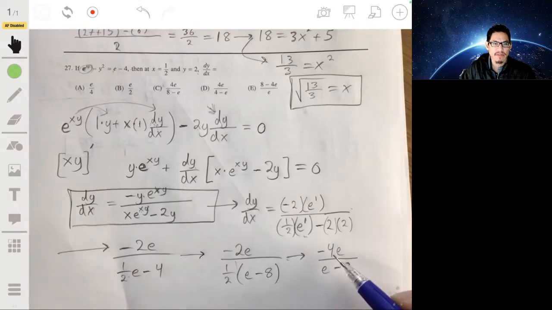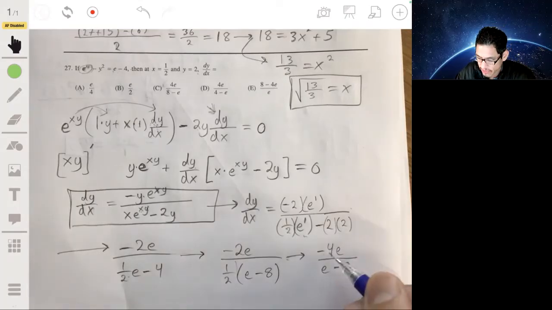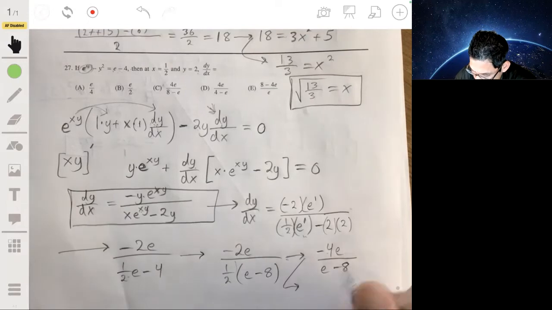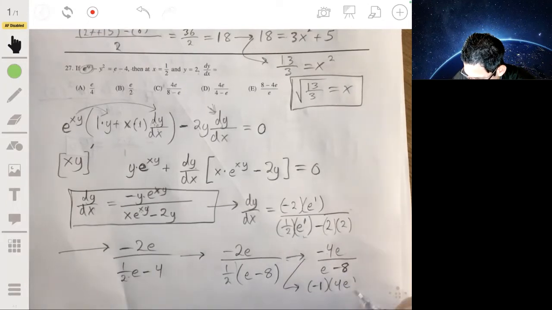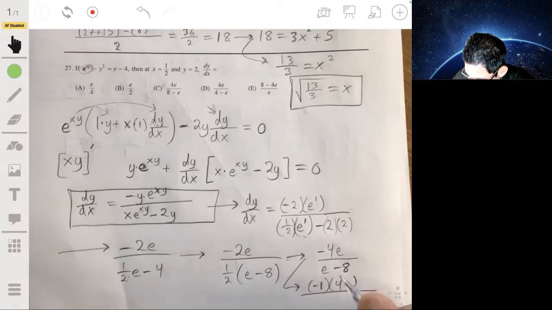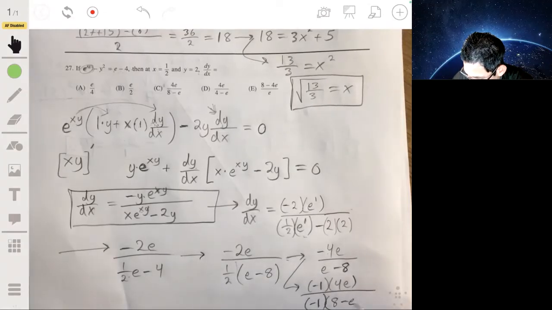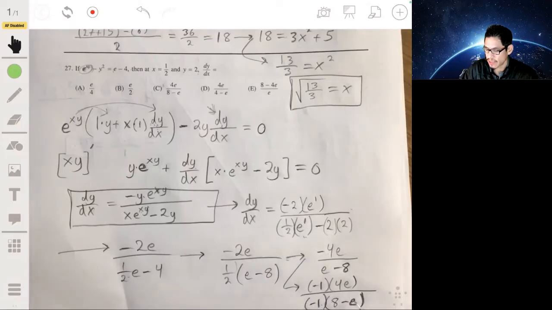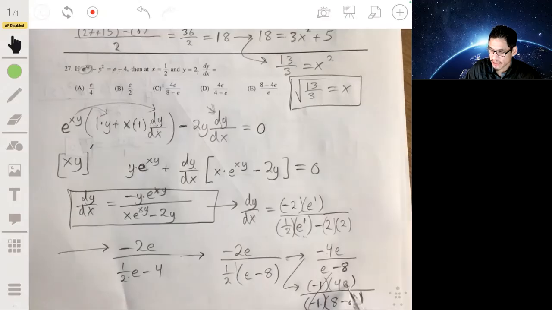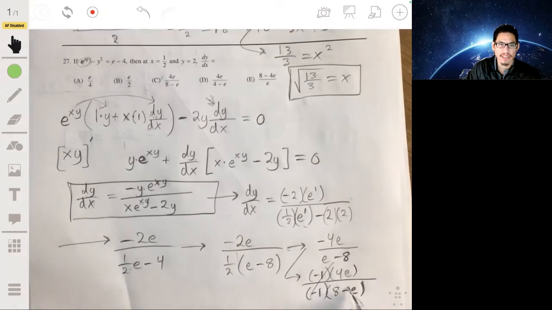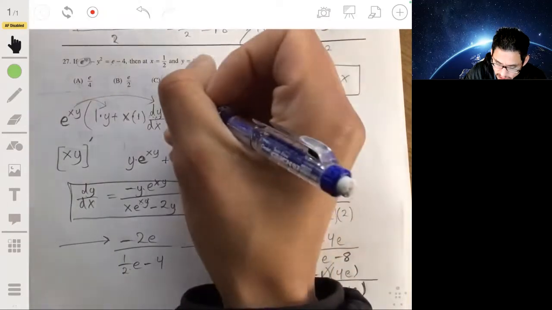And they're not going to have negatives, I bet. Yeah, they're going to have negatives. So what we're going to do is factor out negative 1 out of this whole thing. We're going to have negative 1 times 4e on top over a negative 1. We're going to rearrange this. 8 minus e, let's see probably how they're going to do this. It's negative 8 plus e, same thing, it's just rearranged. Those negative ones cancel, and so you just get 4e over 8 minus e. And so your answer is C.